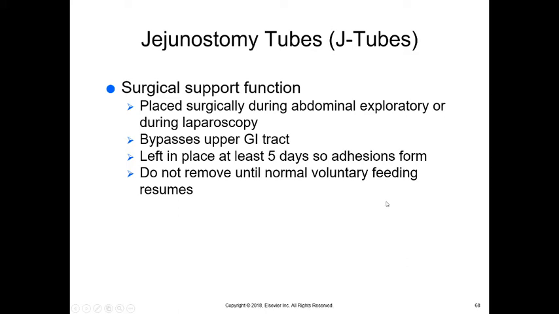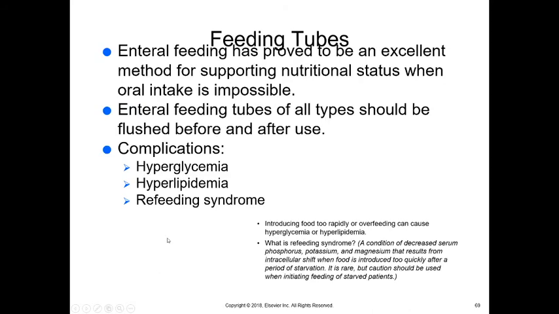We can put tubes directly into the jejunum, called a jejunostomy tube or J tube. If we need surgical support, we would place this surgically. This would bypass the entire upper GI tract. We have to leave it in place for at least 5 days so we have adhesions, and we don't want to remove it until we have normal voluntary feeding.